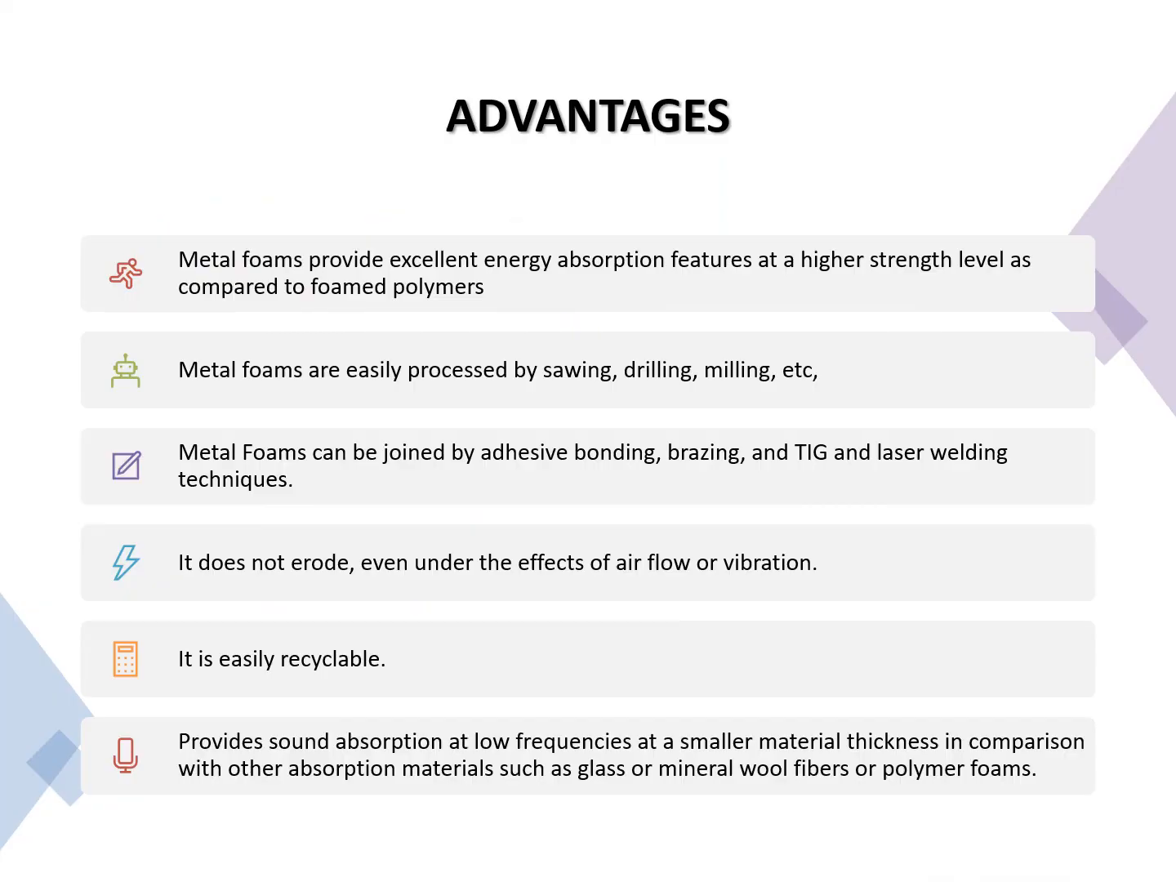Advantages of the metal foam. As discussed in the previous slides, metal foams provide excellent energy absorption features at a high strength level as compared to foamed polymers, especially in vehicles. Moreover, metal foams are easily processed by sawing, drilling, milling, etc. Metal foams can be joined by bonding, brazing, and TIG and laser welding techniques.